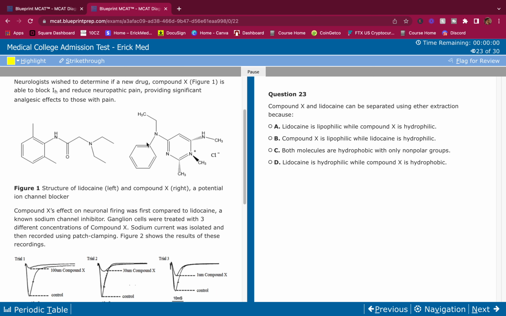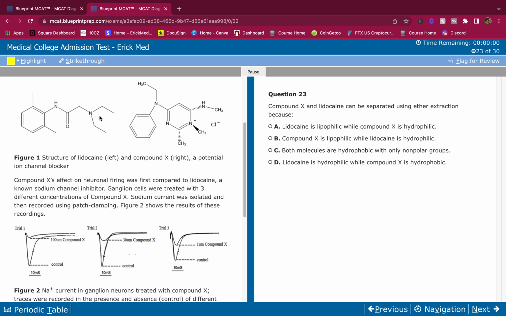Neurologists wish to determine if a new drug, compound X, is able to block IH and reduce neuropathic pain, providing significant analgesic effects to those with pain. Okay, cool. Let's see if it works. All right, and these are the drugs.